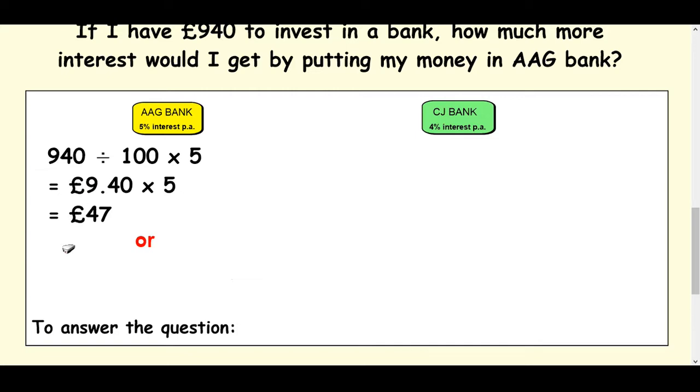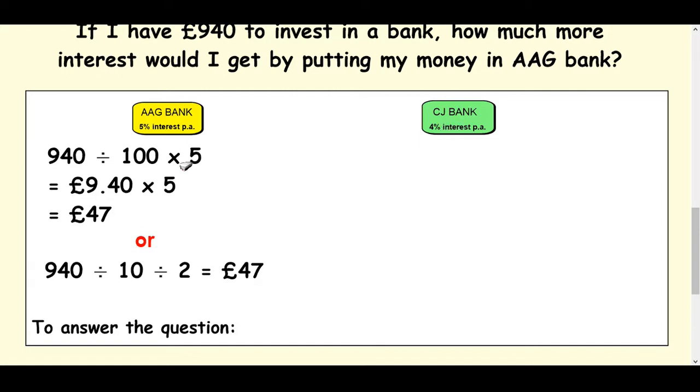Maybe an easier way to do it is if you take your 940 and divide it by 10, you'll get 10%, and then half it, because 5% is half of that. So that would be 940 divided by 10 is 94, and half of 94 is 47. That's another way of getting your 5%.